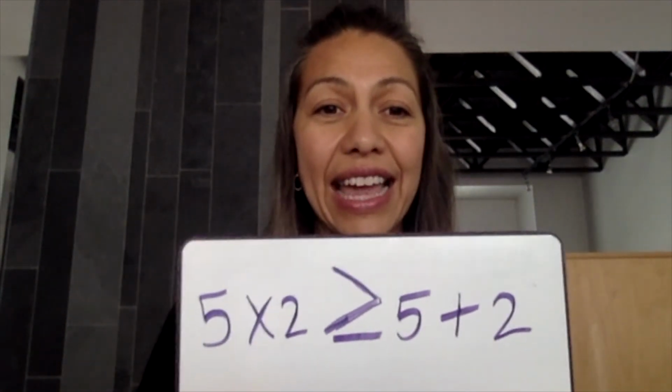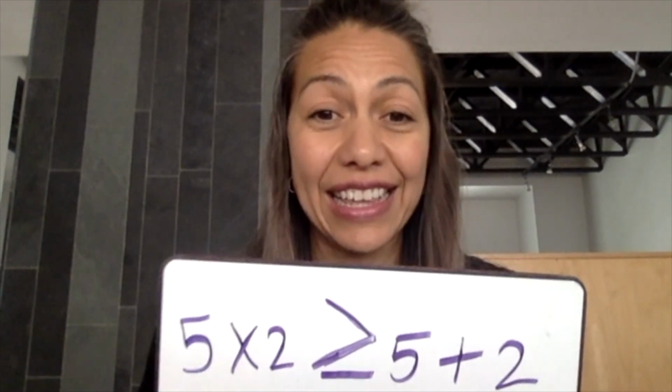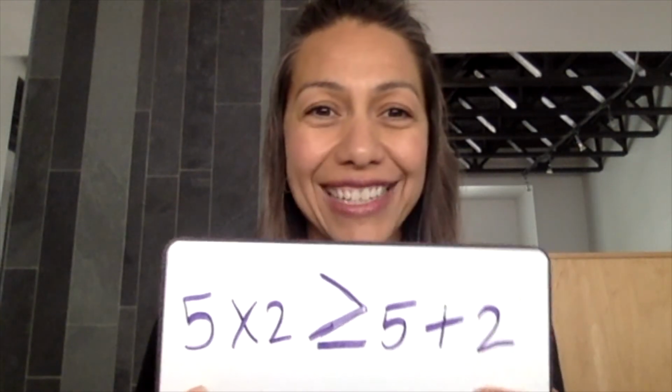Well, when we multiply, we are repeating our addition. So when we said 5 multiplied by 2, we're adding 5 2 times. When we are doing our addition, we had 5, and we're only adding how many more? We're only adding 2 more, but we are not repeating our addition. So multiplication in these equations gave us a larger product compared to the sum of these two.